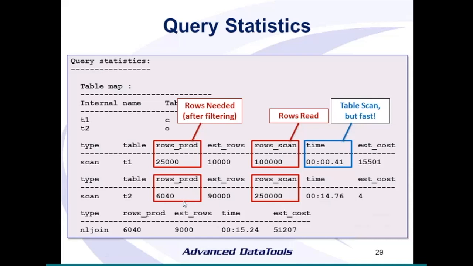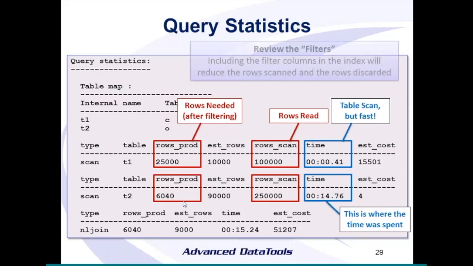But this is the important thing. We see here that it took over 14 seconds to read all the records from the second table. So it's not the scan that's a problem, but the reads from the order table. We need to take a closer look at those filters that we're applying on the second table, the order table, and see if we can include those in the index so that we only read from the order table the rows that we really need.